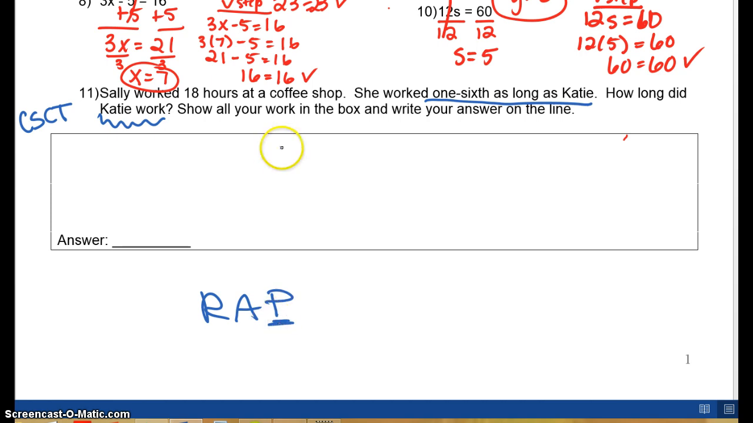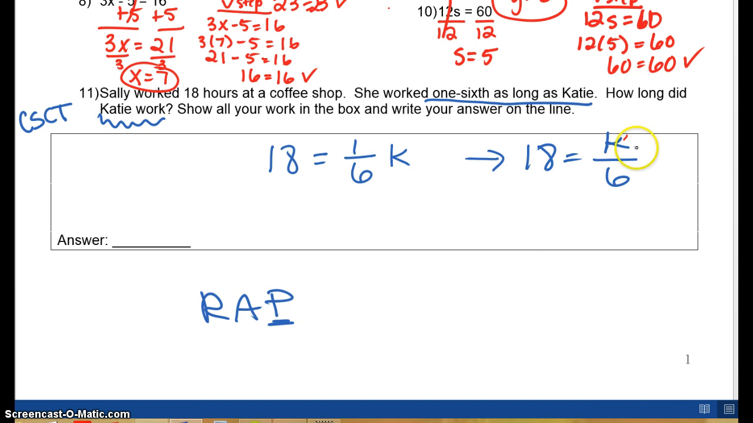So we know Sally worked 18 hours. And we also know that's 1/6 as long as Katie. Now, we don't know how long Katie worked. So I'm going to put 1/6, and then I'm going to pick K for Katie. So we could also write this problem, 18 equals K over 6. Both of these are the same problem. Now, I want to solve for K because that's going to tell us how long Katie worked. So I'm going to go over in this second problem, multiply both sides by 6. So 18 times 6 is 108 equals K. Now, we found that Katie has worked 108 hours.